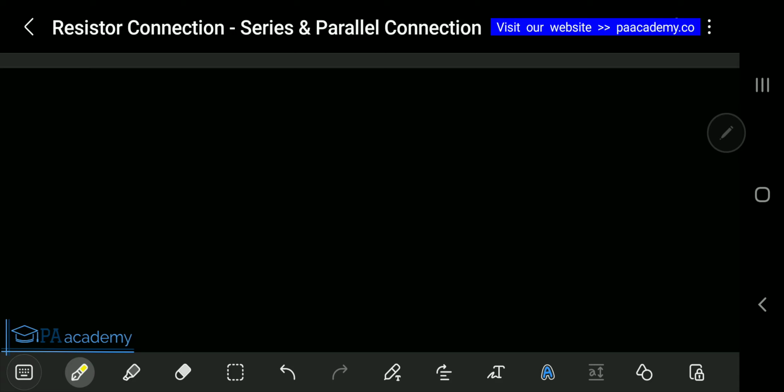Alright, so now let's talk about the resistor connection. That is the different ways in which resistors are connected. So basically there are just two. We have the series and the parallel connection. So now let's start with the first one, which is the series connection.